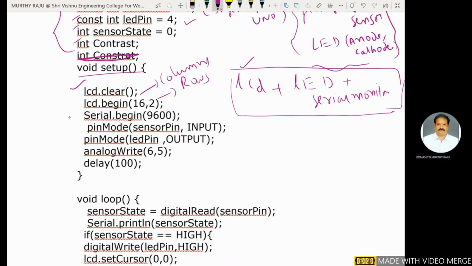These two belong to the LCD. Next, Serial.begin with the data rate. This one belongs to the serial monitor. Okay.